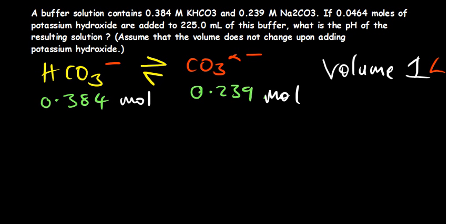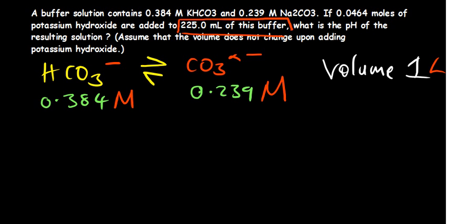Now, what is the question saying? If 0.0464 moles of potassium hydroxide are added to 225 milliliters of this buffer, so basically the volume, it wasn't even necessary for us to take this to moles, because actually the volume of this buffer has been given. It is 225 milliliters. So let's just maintain our molar concentrations there. I will not edit that because I want you to understand how to approach some questions in real life situations.